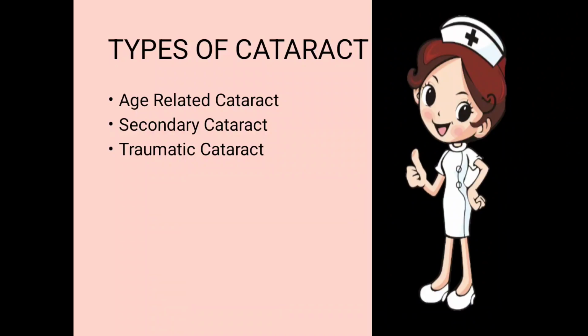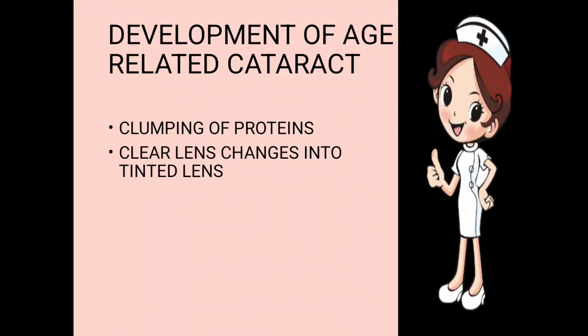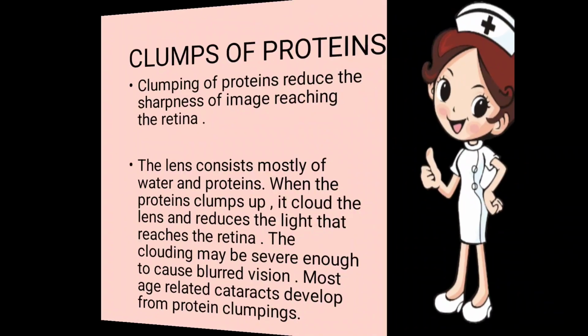First one is age related cataract, second one is secondary cataract, third one is traumatic cataract, and the fourth one is radiation cataract. Now, development of age related cataract. How does the development of age related cataract take place? It takes place in two forms. First one is clumping of proteins and second one, clear lens changes into a tinted lens. So let's see one by one.